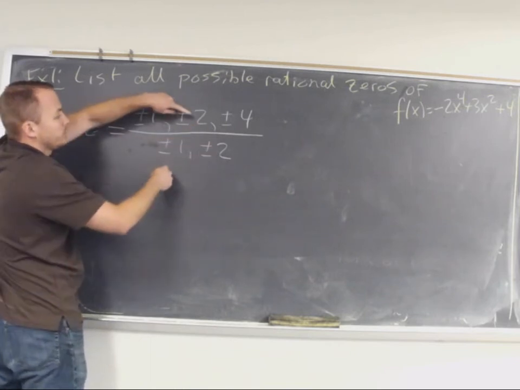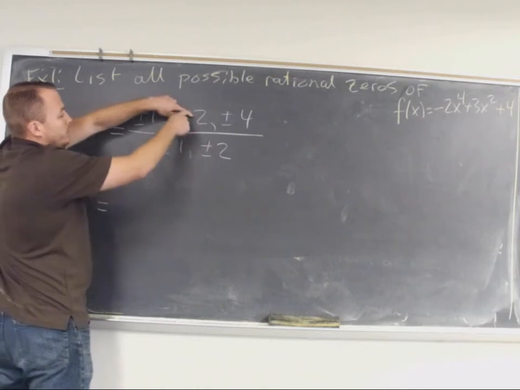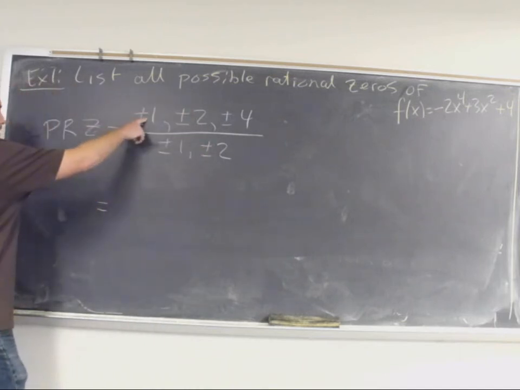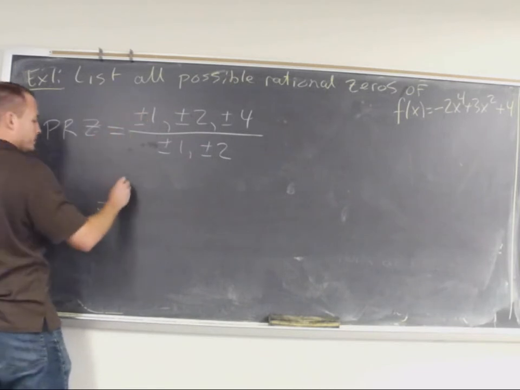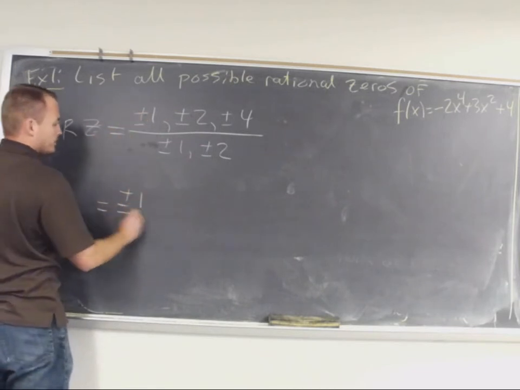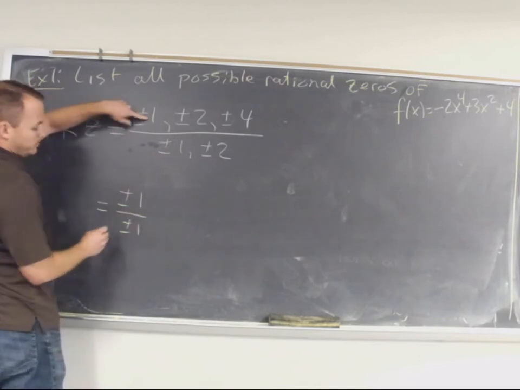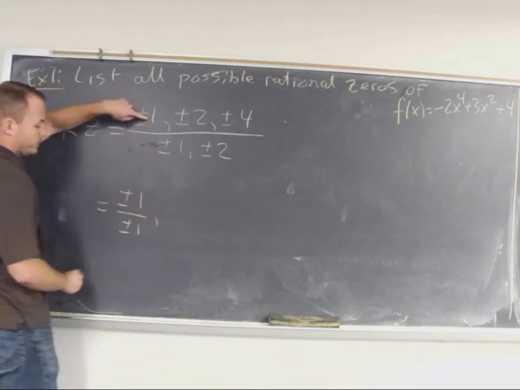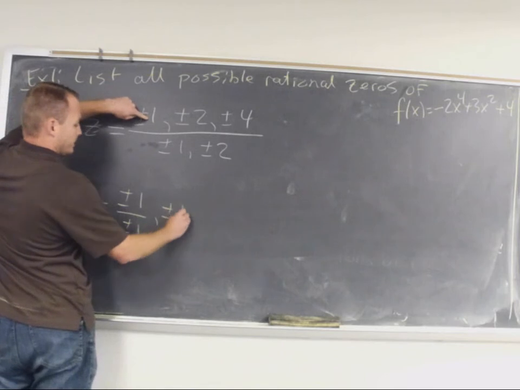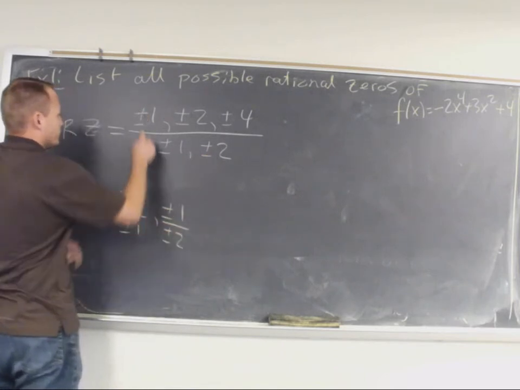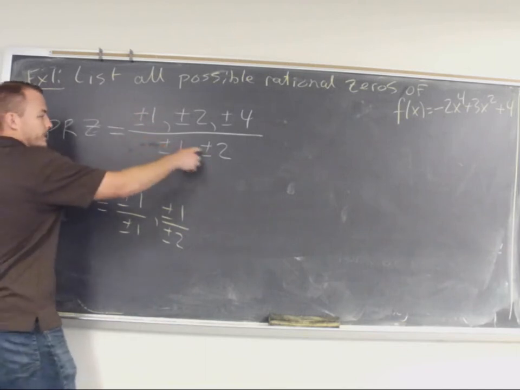And then we'll move on to the 2. 2 divided by 1 and then 2 divided by 2. So let's write it out. Let's start with here, the 1. So plus or minus 1 on top divided by plus or minus 1. And I'm still on plus or minus 1 on the top, so I write a comma, plus or minus 1 divided by plus or minus 2. So this term is divided by each one on the bottom.